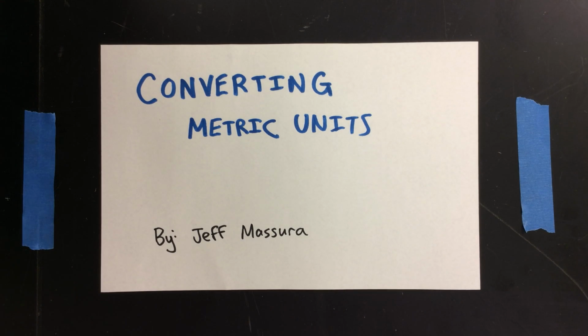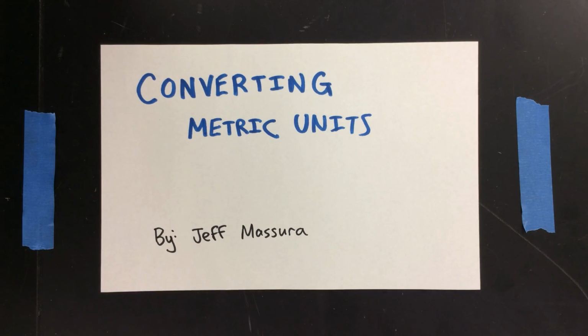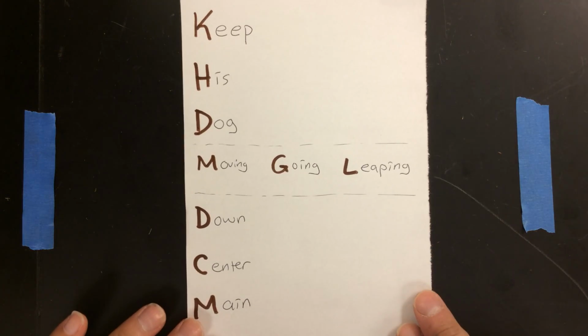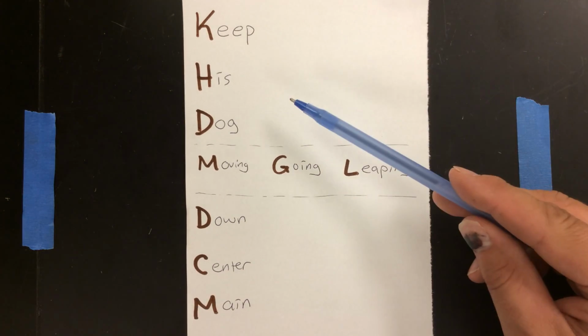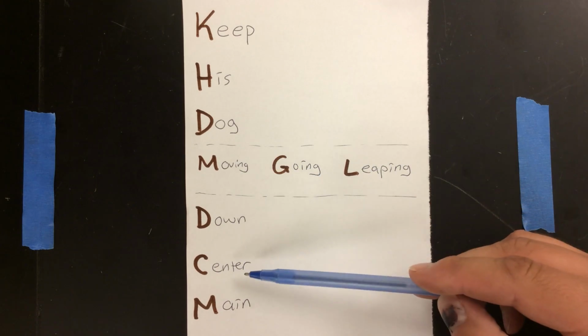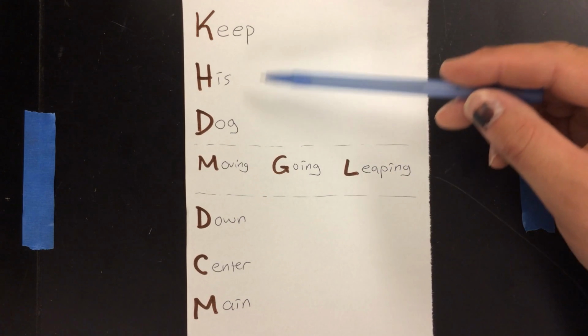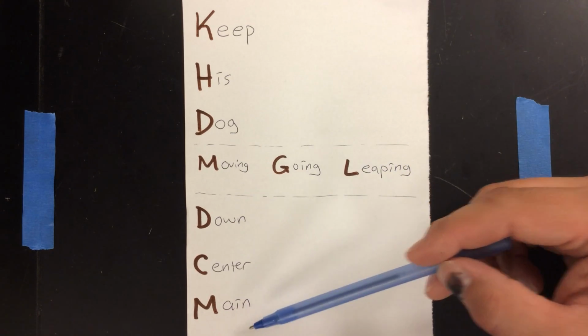Before we get started, I want to remind you of what I call the dog phrase. The dog phrase is this. It says, keep his dog moving down center main, or keep his dog going down center main, or keep his dog leaping down center main.